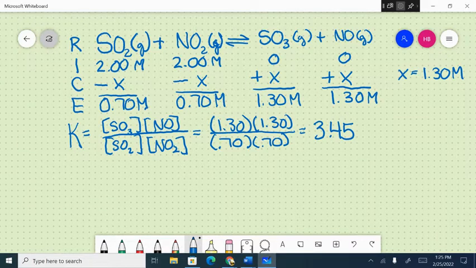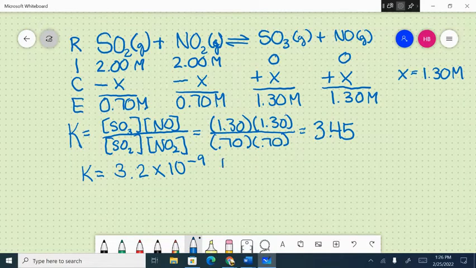Now with a K value like that, does that favor the products or the reactants? That favors the products. Anything over 1. I want to add a couple side notes there too. If you see a K value, and I'm just making up K values, that is like, let's say 3.2 times 10 to the minus 9, that is a super, super, super small number.